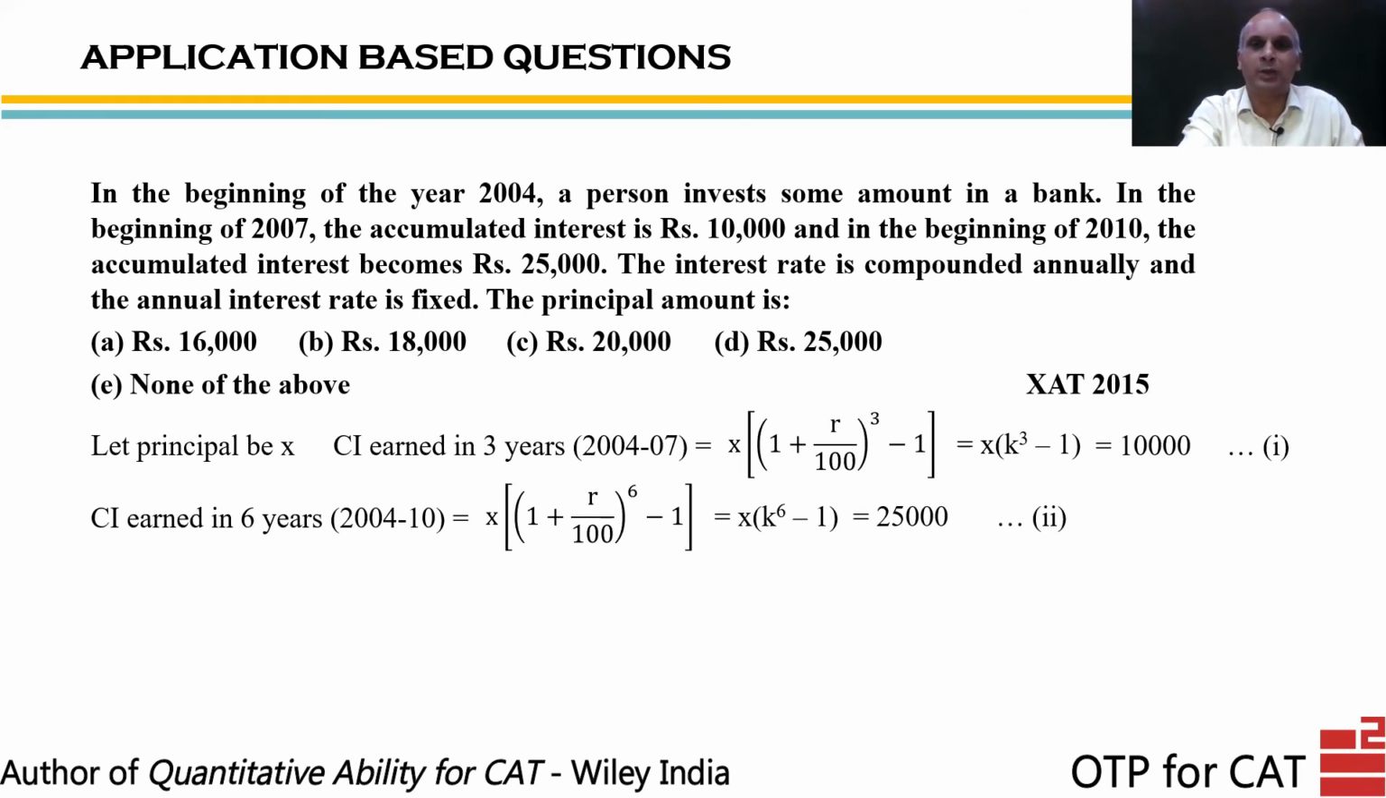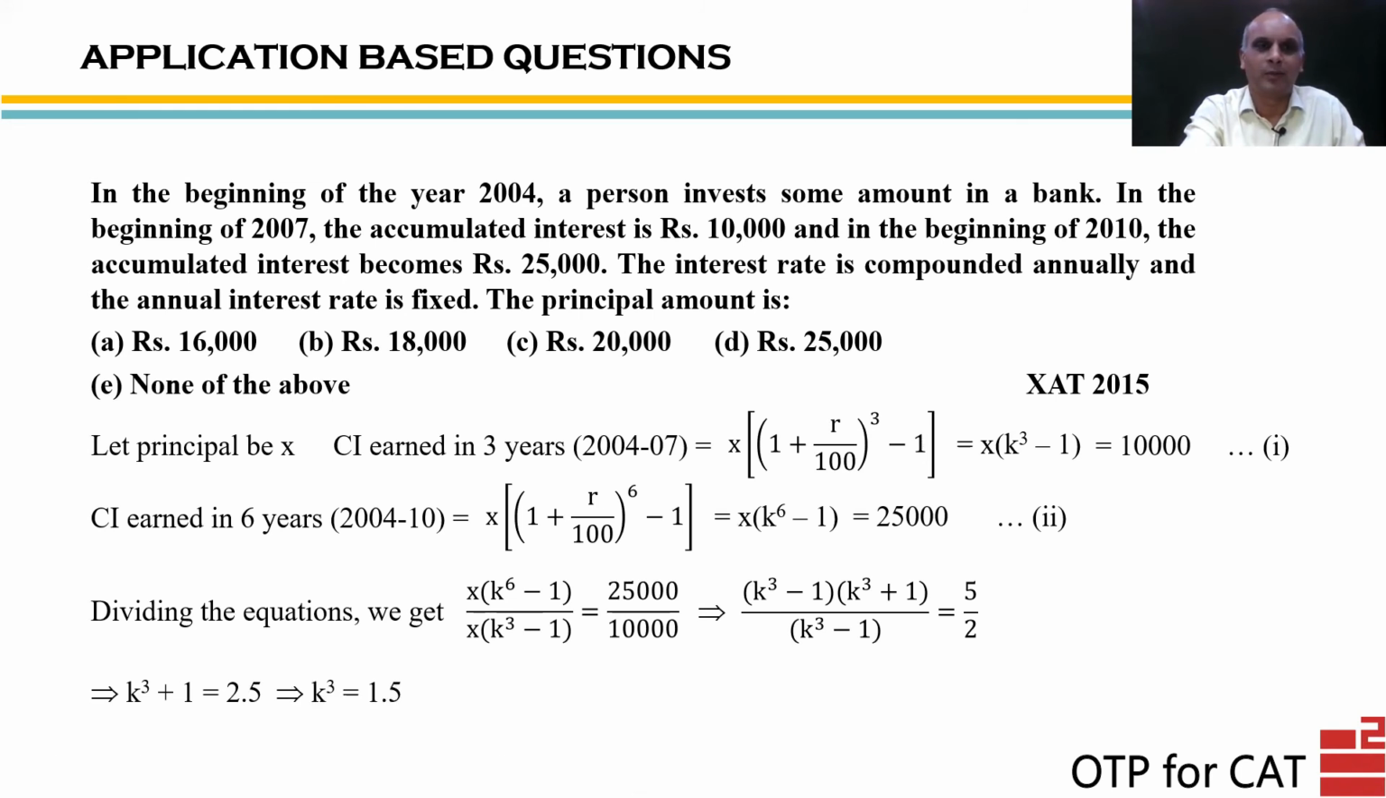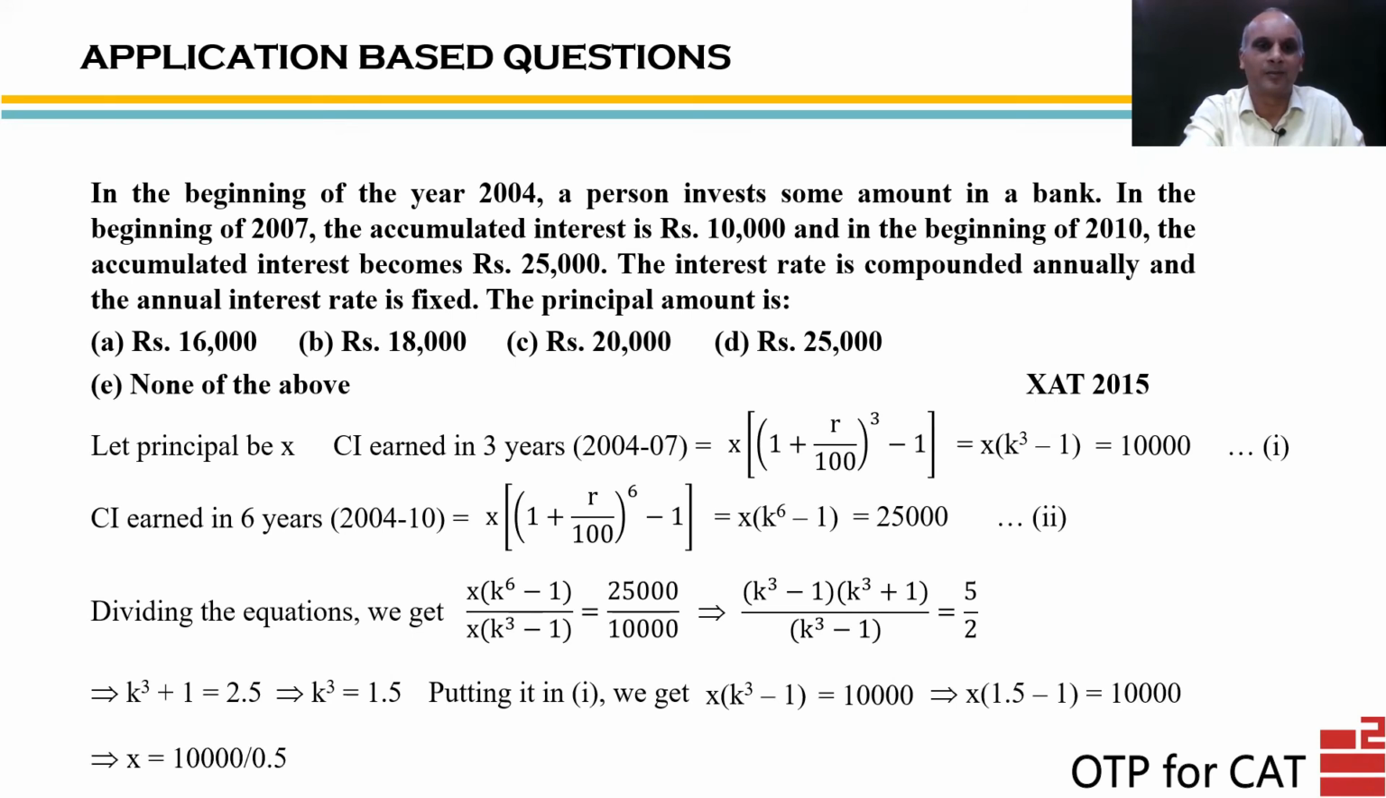Now, from first and second equation, if you divide them, I'll get rid of X, and we get this. Now, K6 minus 1 can be factorized as shown below. It becomes K cube minus 1 into K cube plus 1, and the values get cancelled. We get K cube plus 1 equals 2.5, which gives me this. Putting it back in the first equation, we will be able to get the value of X, which finally is 20,000 rupees. I hope you have got the calculations. So C option.